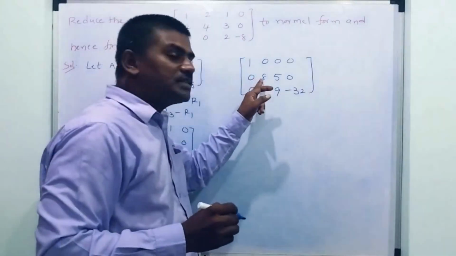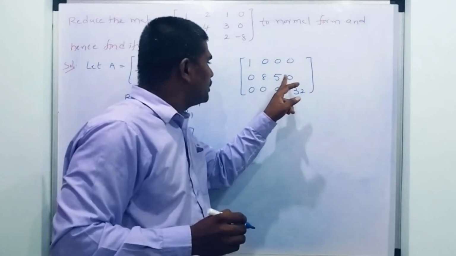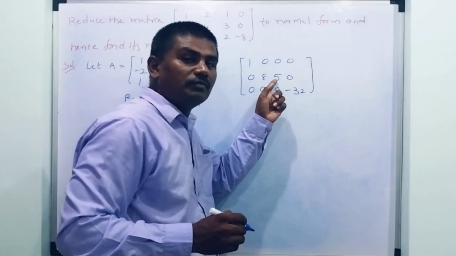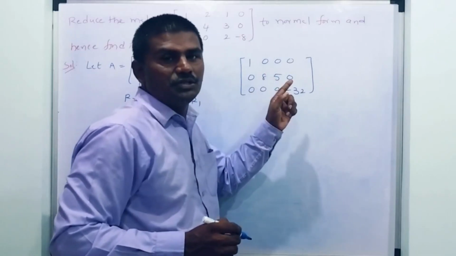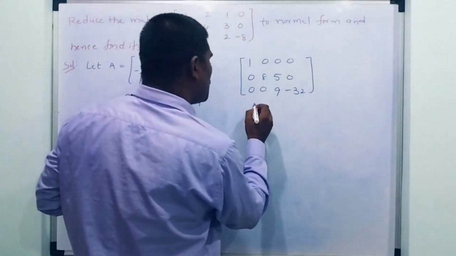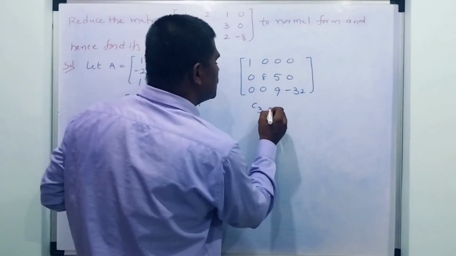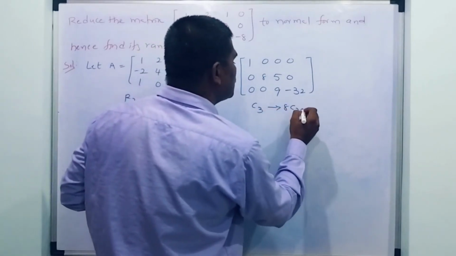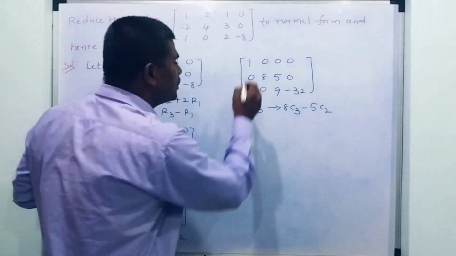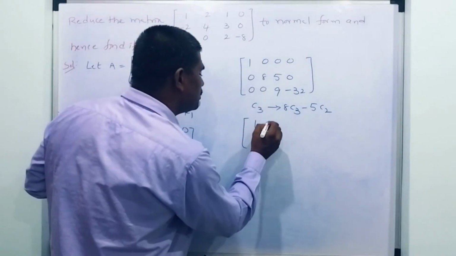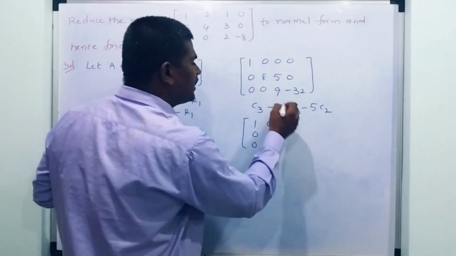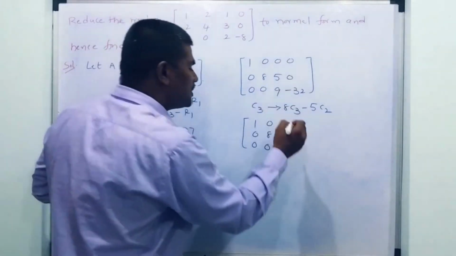Now, use the same element and make this one as 0. If it is non-zero, you have to make this one also 0. But here is only the element which is non-zero, so you should make it as 0 by applying elementary column operations immediately. C3 tends to 8C3 minus 5C2. By applying this operation, what you can see? No change in the first two columns. So 1, 0, 0, 0, 8, 0, 0. Our target is 0. 8 9s are 72. No change in the last column.